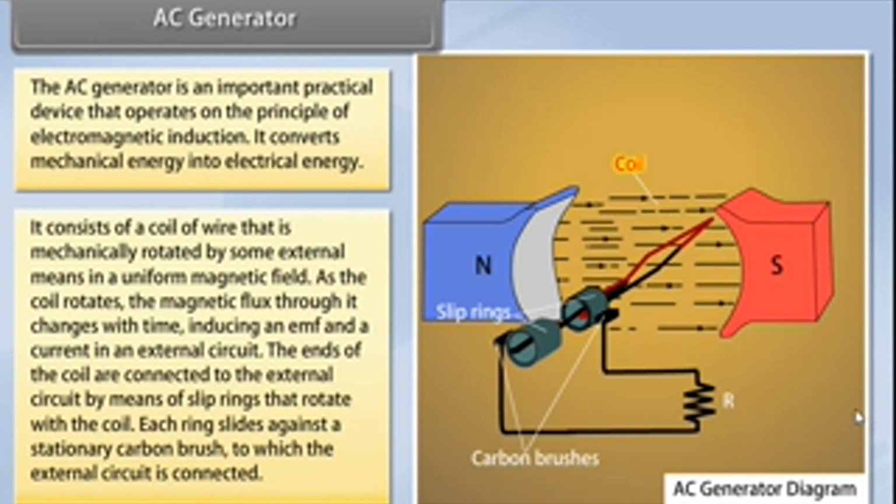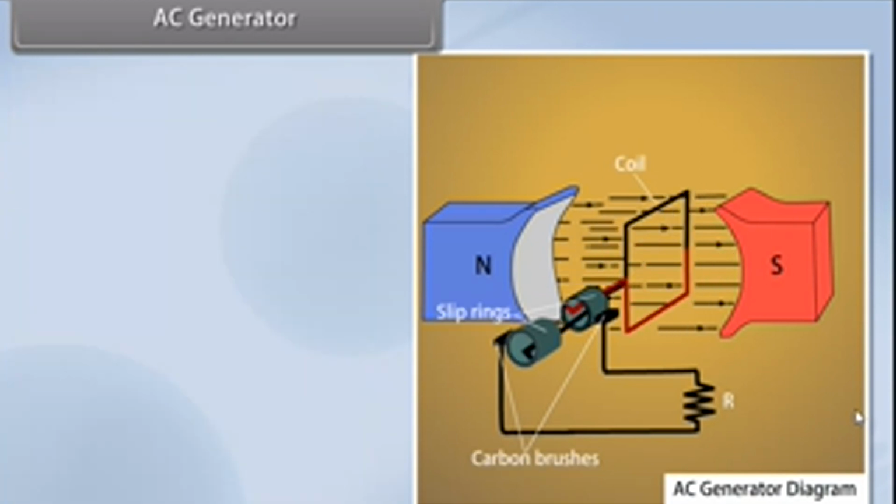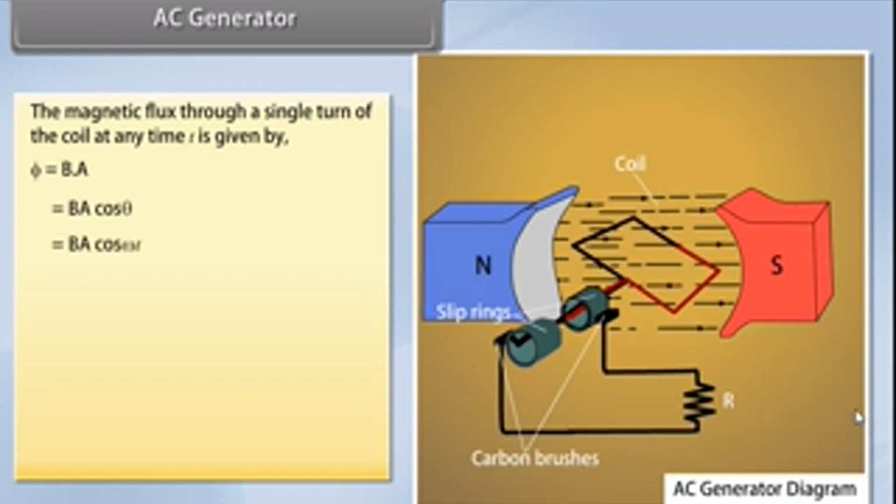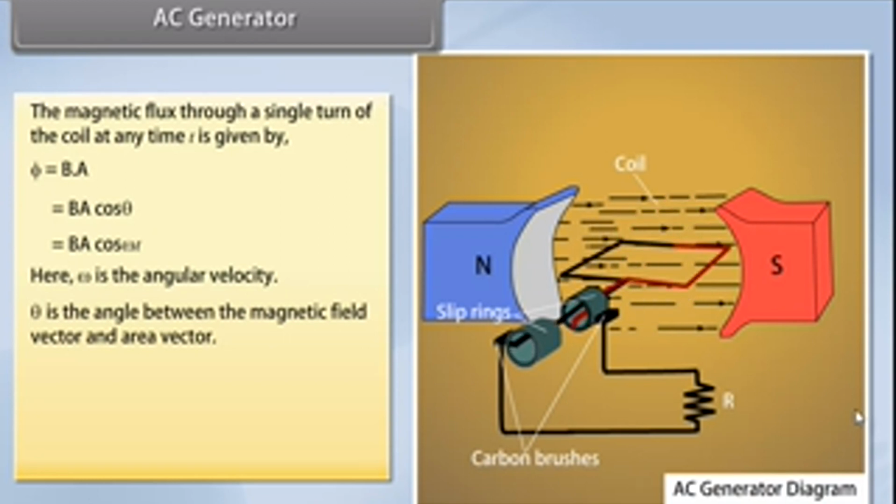The ends of the coil are connected to the external circuit by means of slip rings that rotate with the coil. Each ring slides against a stationary carbon brush to which the external circuit is connected. The magnetic flux through a single turn of the coil at any time t is given by the dot product of B and A, which is equal to BA cos theta. It can also be written as BA cos omega t. Here omega is the angular velocity and theta is the angle between the magnetic field vector and area vector.